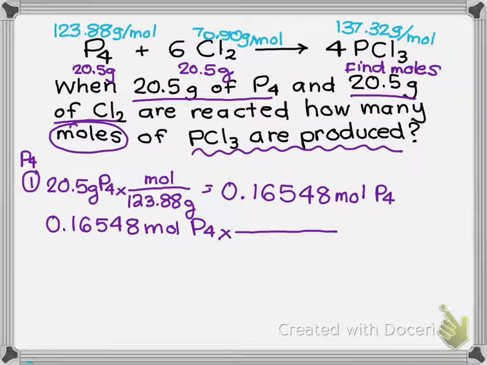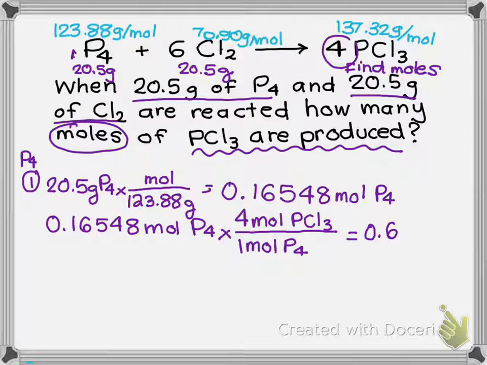And so let's see, P4 has a 1 in front of it, and then there's a 4 here. So I'm going to multiply by 4. And I get, let's go to 3 significant figures, 0.662 moles of PCl3.